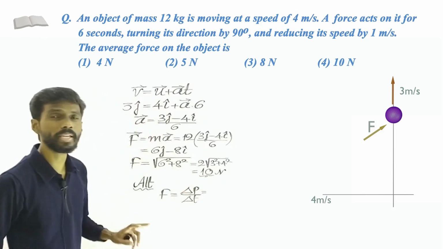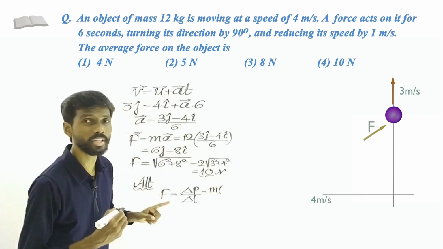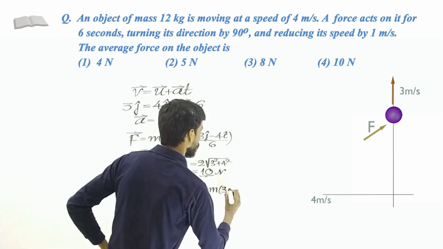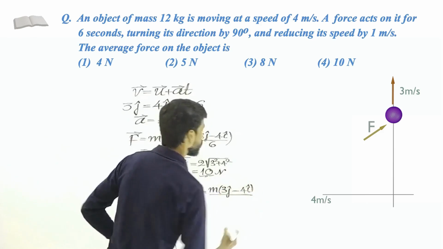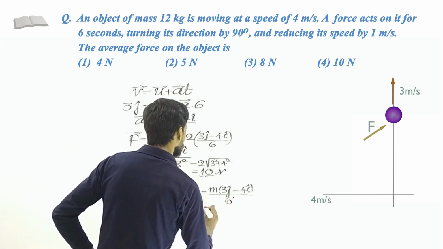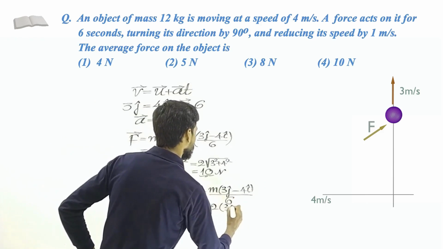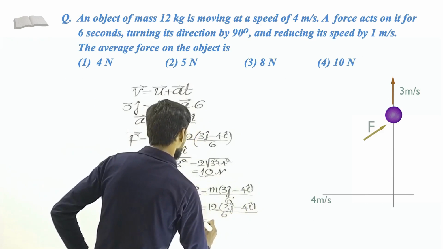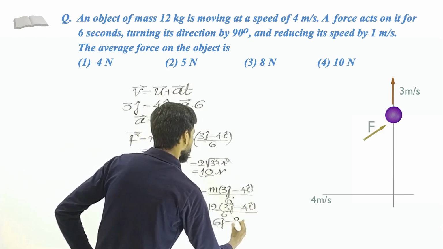So what is the change in momentum? Mass multiplied by the final velocity minus the initial velocity. So what is the final velocity? That is 3 j cap, minus the initial velocity, 4 i cap, divided by the time duration, so that is 6 seconds. The mass is known already, so that is 12, 3 j cap minus 4 i cap, divided by 6. So that will give you our required answer. So that is minus 8 i cap.